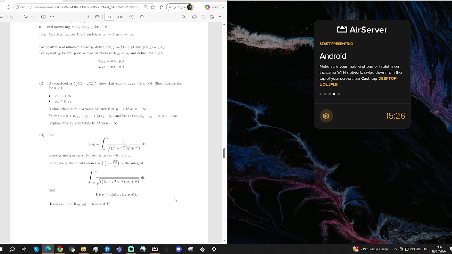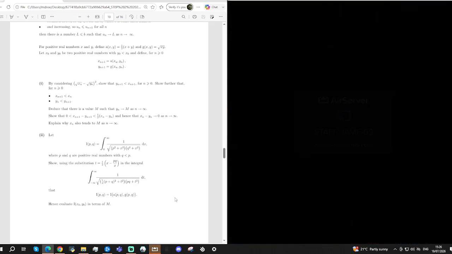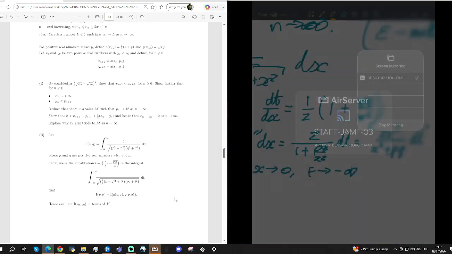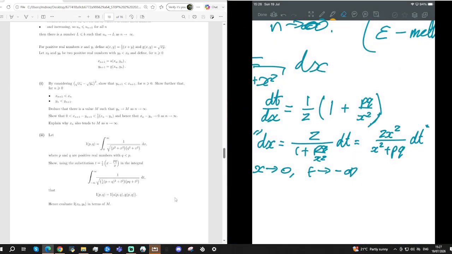I've just lost the screen share there. Let me bring that back. There we go. Hopefully I spotted that straight away.